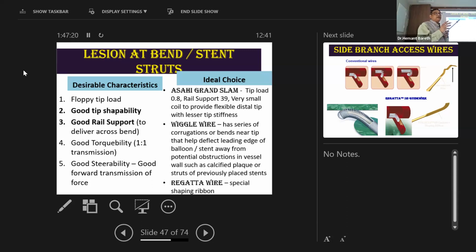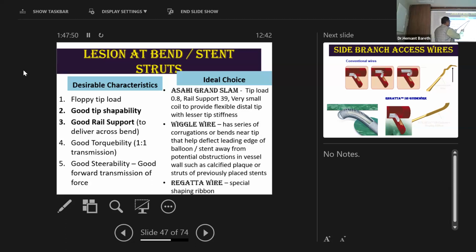If you are unable to shape that curve and you take a heavier support wire, that wire will not take shape. Again and again, it will go here and there. So you have to make a proper shape, and you have to have a wire with good support and obviously good torqueability. Because once you enter the vessel, then it should transmit your force and go further into the side branch. So good torqueability, good steerability or pushability. All these characteristics are required.